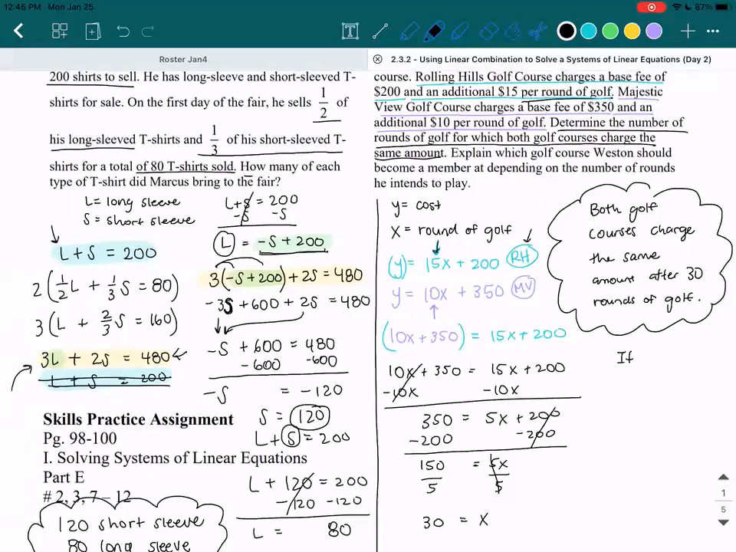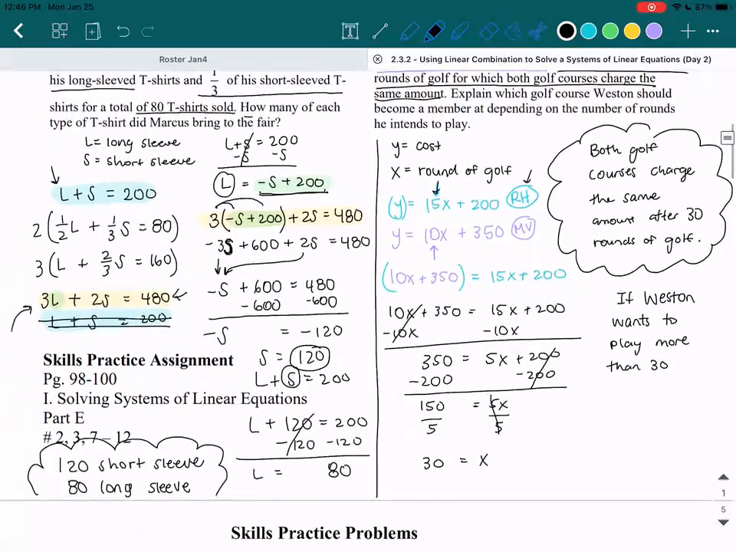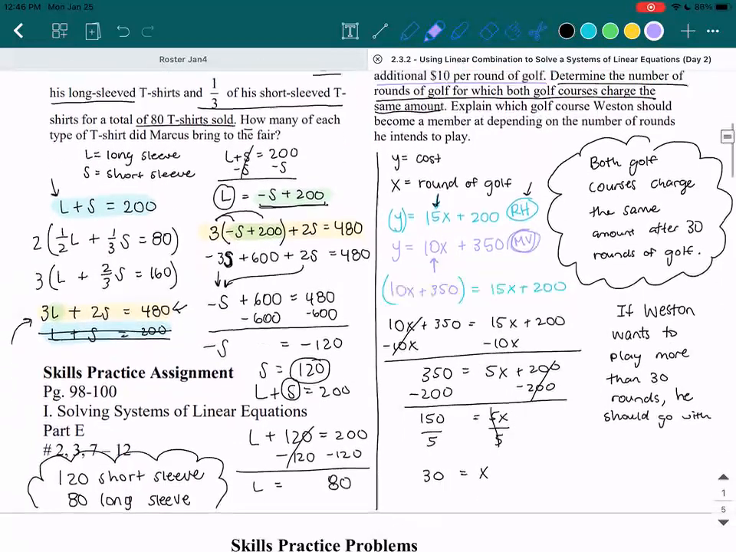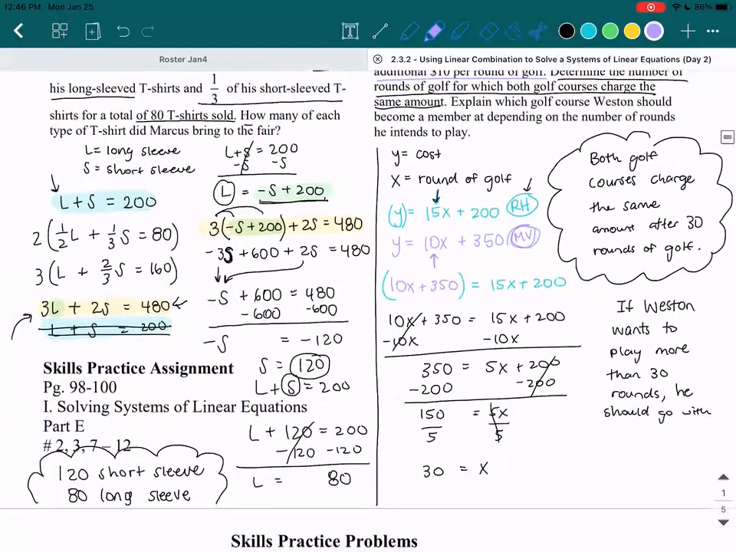So if, what's his name? Weston wants to play more than 30 rounds, he should go with, what was that called? MV, Majestic View. See how I forget the names? He should go with Majestic View because after that, it's only going to be $10 per round of golf. So it's cheaper. He should go with Majestic View. I'm just going to say MV. Okay?